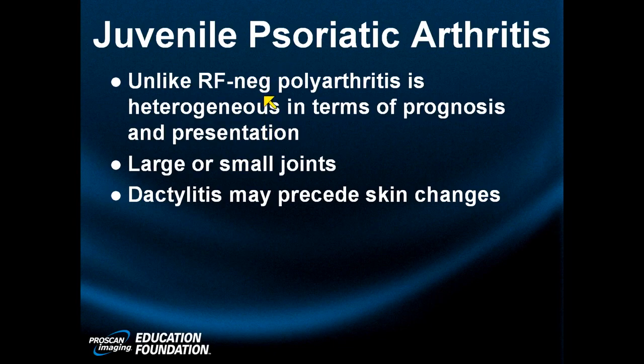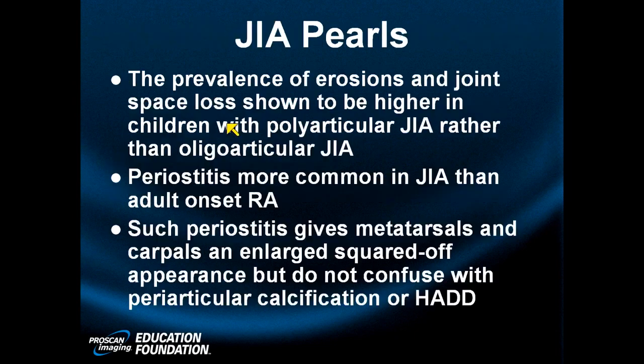Juvenile psoriatic arthritis, as I mentioned, is a weird entity. It can involve large or small joints. It can be minor or terribly severe. Dactylitis, involvement of fingers, often does precede skin changes, so you may not have a history of psoriasis to defend you or help you. A couple of pearls regarding JIA.